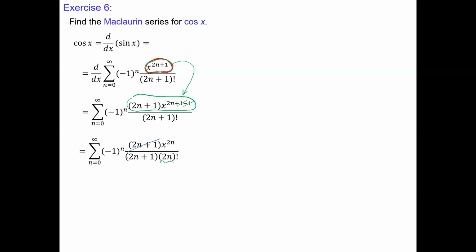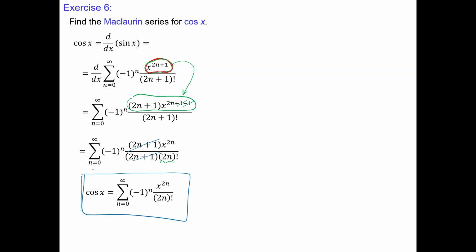2n plus 1, 2n plus 1. And this is the final formula. It looks almost the same because it's the alternation. Yeah, alternation stays. And instead of 2n plus 1, we have 2n: even powers, even derivatives.